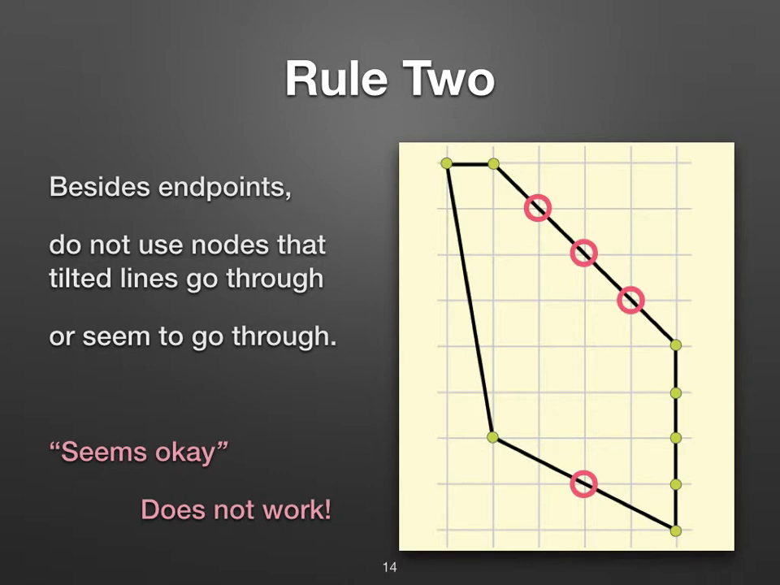Rule 2. Besides endpoints, students are not allowed to use nodes that tilted lines seem to be going through. Seems okay doesn't work. On the picture, tilted lines do cross the nodes. However, these nodes are not allowed to be used.